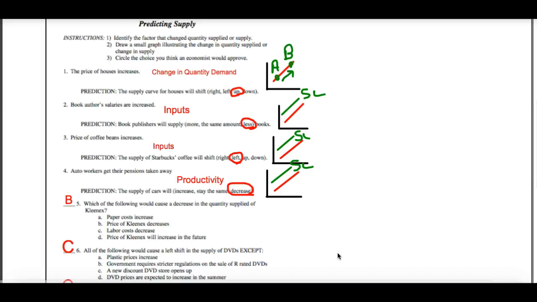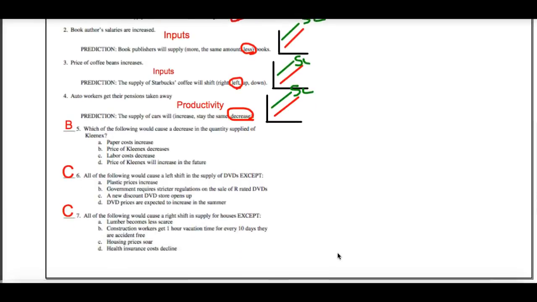And then D says DVD prices are expected to increase in the summer. So that's going to be expectations, and if they expect the price to increase in the summer, they're going to withhold some of the DVDs now and wait until the summer when the prices go up. So that would also be a left shift. So all of them are left shifts except for C. So C is your answer.